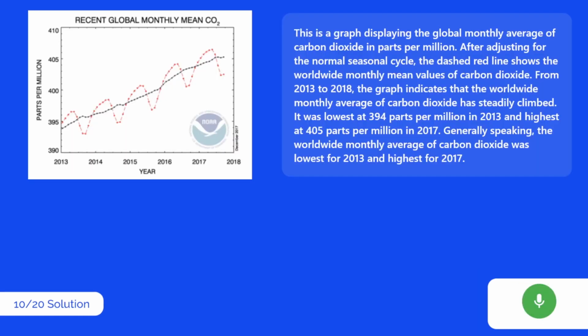This is a graph displaying the global monthly average of carbon dioxide in parts per million. After adjusting for the normal seasonal cycle, the dashed red line shows the worldwide monthly mean values of carbon dioxide. From 2013 to 2018, the graph indicates that the worldwide monthly average of carbon dioxide has steadily climbed. It was lowest at 394 parts per million in 2013 and highest at 405 parts per million in 2017. Generally speaking, the worldwide monthly average of carbon dioxide was lowest for 2013 and highest for 2017.